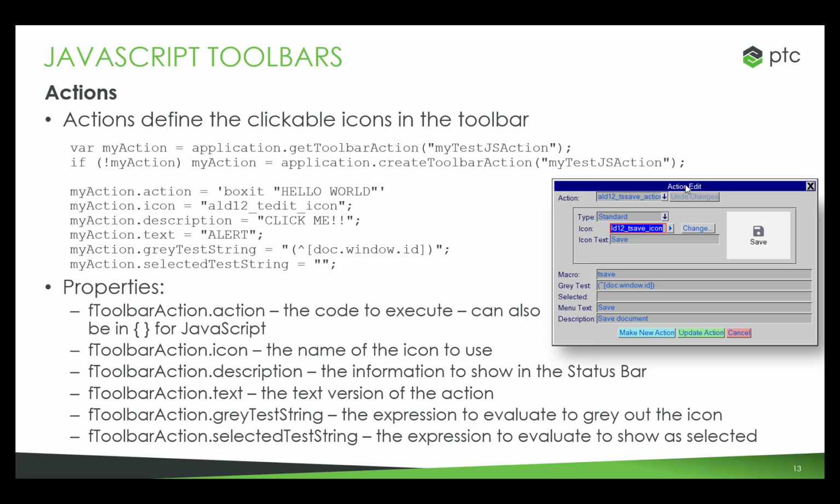There's the grey test string. So if you want to make the action unavailable under certain conditions, then you would put in an expression inside this value as the string, which tells Layout Developer to grey out the icon. And there's this selected test string. So if you want to test whether something's been clicked and you have a way of evaluating that with an expression, then you would use the selected test string property to set that expression.